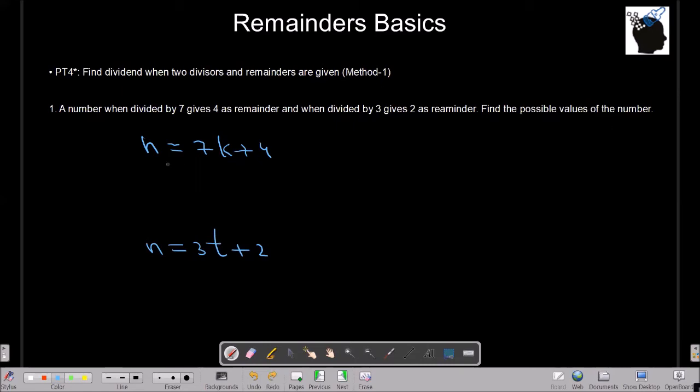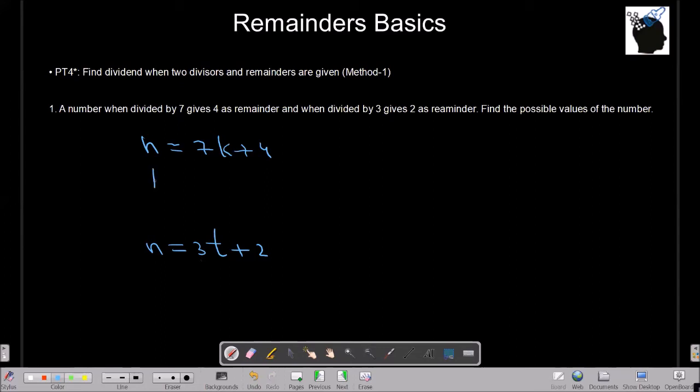Now in this problem, we got 2 equations for n. And only those values are the solutions for this problem which satisfy both of these equations. So what we are going to do is we are going to take values of k from 0, 1 to 3 and so on, find the corresponding values of n. Similarly, we'll take values of t from 0, 1 to 3 and so on, find the corresponding values of n, and take only those values which are common in both of them.